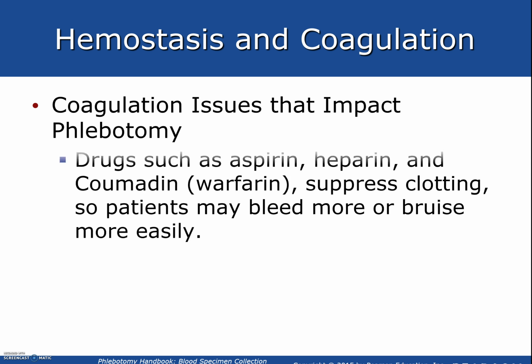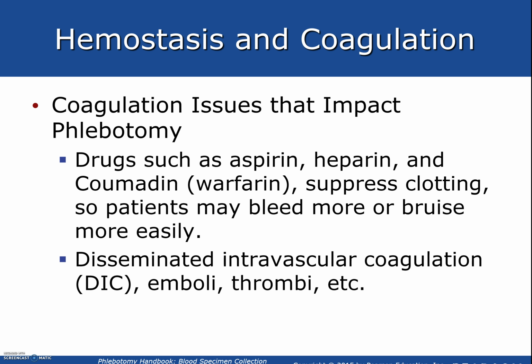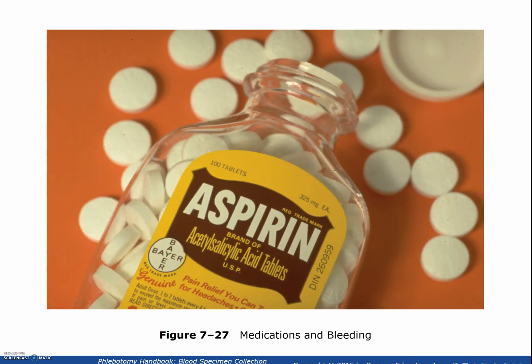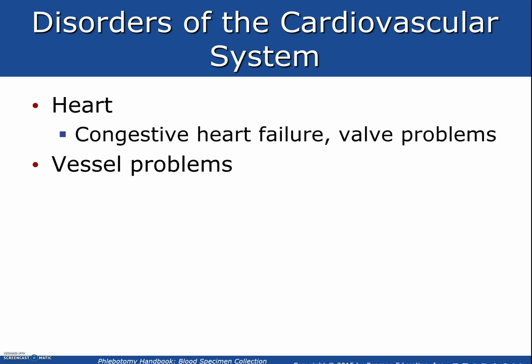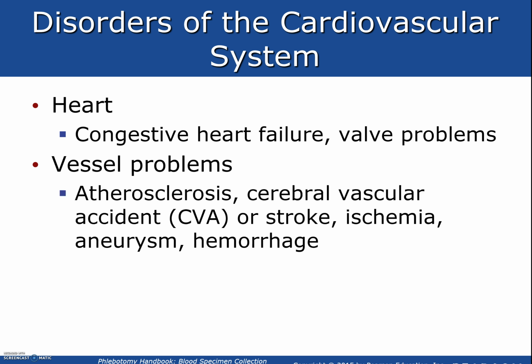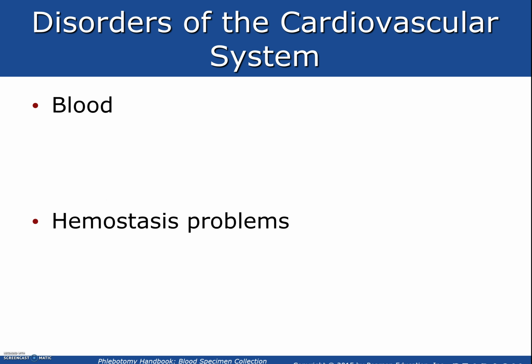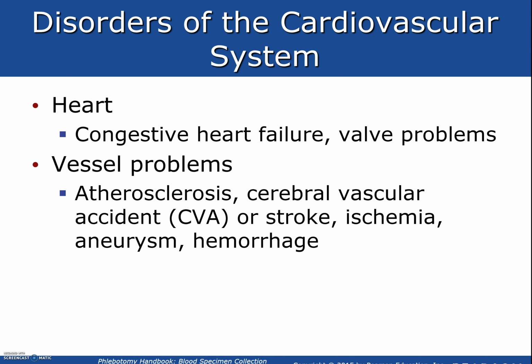Coagulation issues that impact phlebotomy. Drugs such as aspirin, heparin, and Coumadin or warfarin suppress clotting, so patients may bleed more or bruise more easily. DIC, or disseminated intravascular coagulation, emboli, and thrombi. Disorders of the cardiovascular system, we could have congestive heart failure, valve problems, vessel problems, which include arteriosclerosis, CVA, cerebral vascular accident or stroke, ischemia, aneurysm, or hemorrhage. I will go into detail in class to review this as well to better give you an understanding of what each disorder entails.